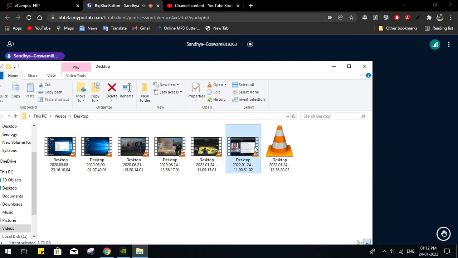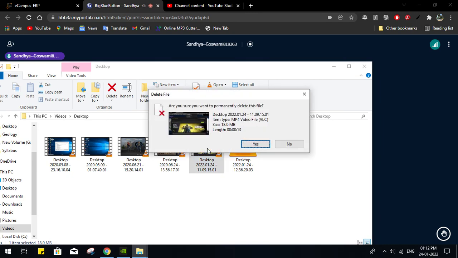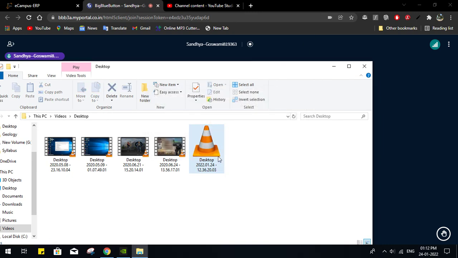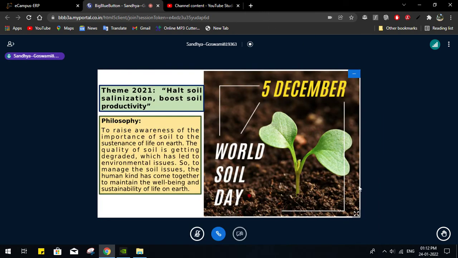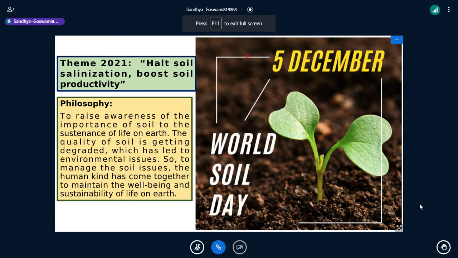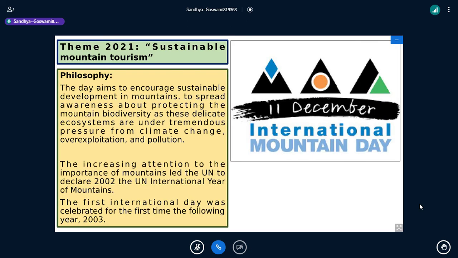We come to December. On 5th December, World Soil Day is celebrated. Soil is there, so all plants are there, correct? So it is very important that we understand the role of soil. We need to protect it. Without soil, sustenance of life on earth will not be there. So to raise awareness about the importance of soil, we have World Soil Day.